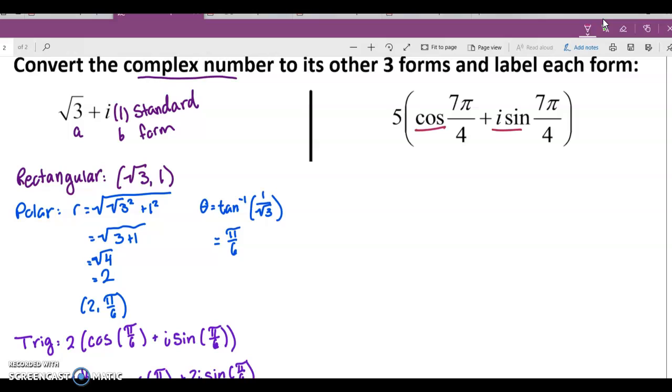We can pretty much right away identify, all right, this one is true.